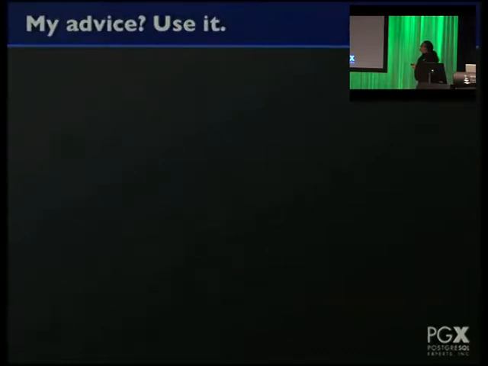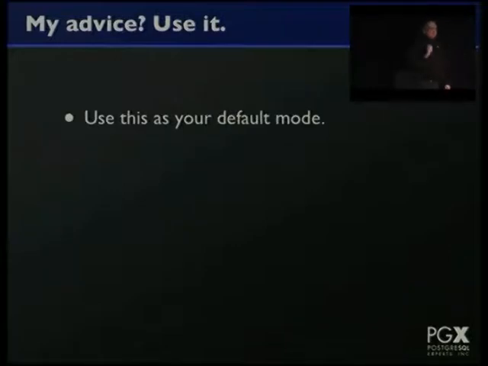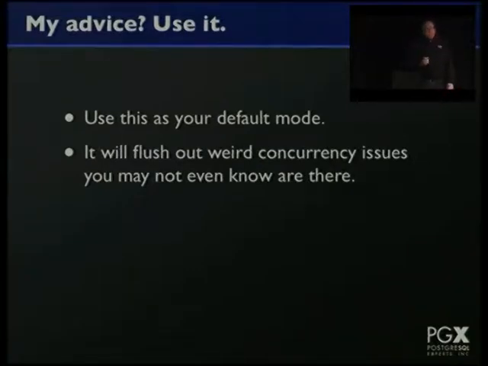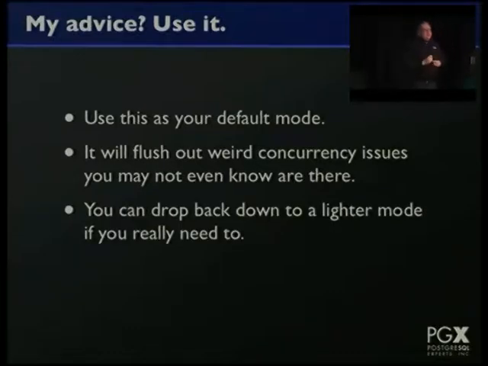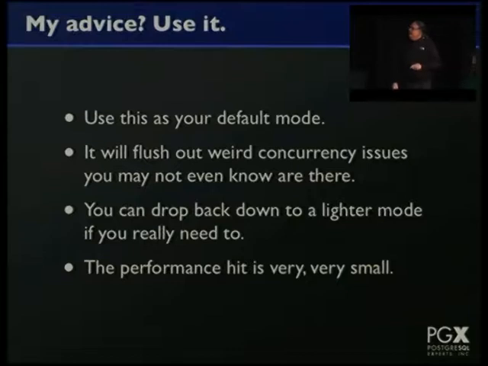Now, my advice, especially if you're doing greenfield development, is use this mode. Use it as your default mode. Just turn it on in the defaults. Because it'll flush out some weird concurrency problems you didn't even know were there. And if you really need to, you can drop back into a lighter mode. What's important is the performance hit is very, very small on this. It's actually very efficient. So for most applications, just switch it on and see what kind of failures you get, at least on your staging system, and see what kind of errors you get. Because it could surprise you. It's a little bit like running with assertions on in the database and seeing what flies out.